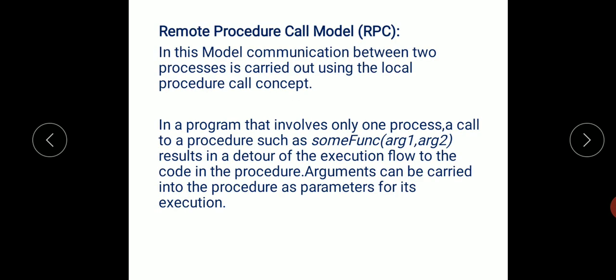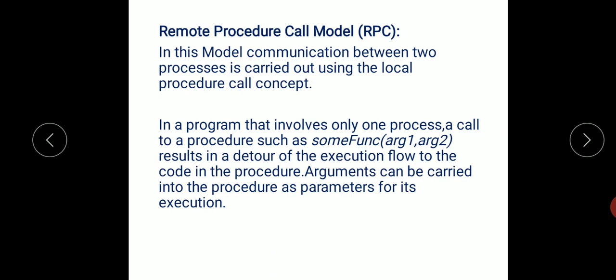Here is the next paradigm, Remote Procedure Call Model or RPC. In this model, communication between two processes is carried out using the local procedure call concept. In a program that involves only one process, a call to a procedure such as a sum function, argument 1, argument 2 results in a detour of the execution flow to the code in the procedure. Arguments can be carried into the procedure as parameters for its execution.